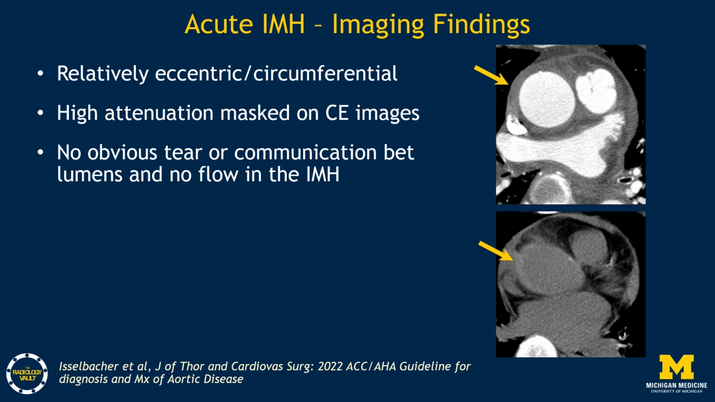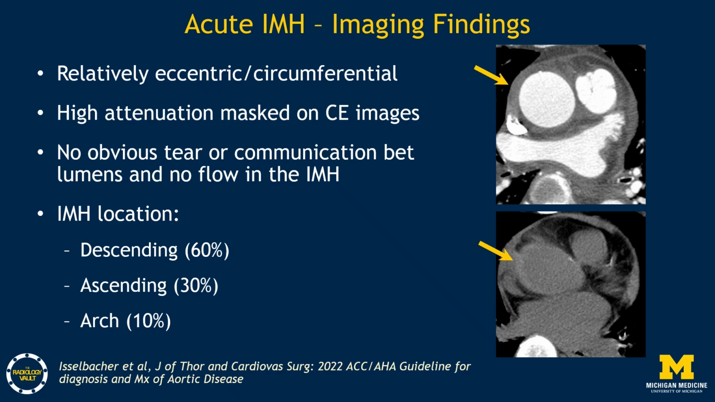An acute intramural hematoma is thought to occur from rupture of the vasa vasorum, but recent theories suggest that there might be micro tears in the intima that lead to the formation of intramural hematoma. When we look at the location, this occurs most commonly in the descending thoracic aorta in 60%, followed by the ascending thoracic aorta in 30%, and the arch in 10%.